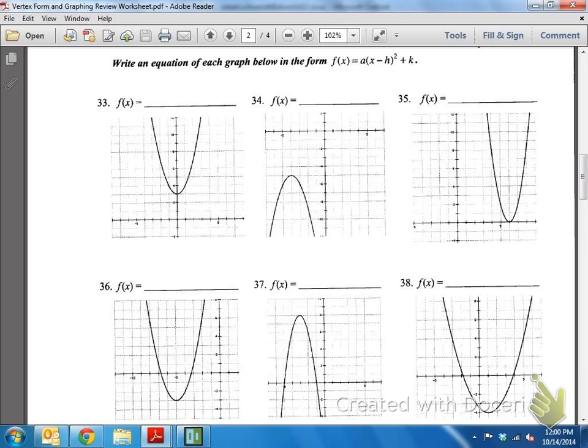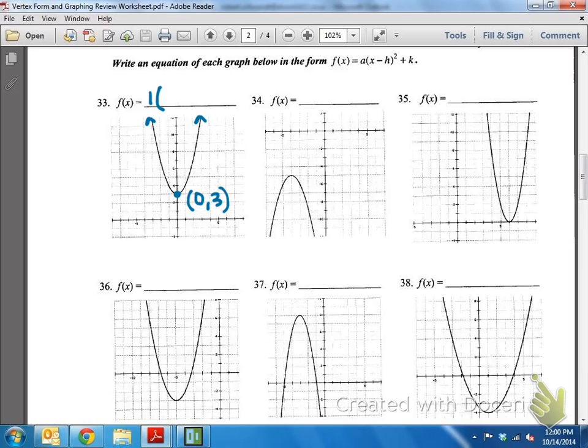So, number 33 here. Again, we see my graph. Let's go ahead and look at that dot. And it looks like my vertex is at 0, 3. Again, that's my lowest point of the graph. And like I said, it's at my minimum, meaning my graph is going upwards. So I know that A, my first part of my picture, should be 1.